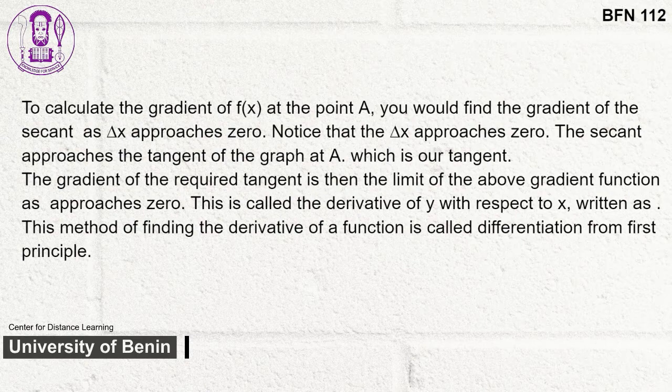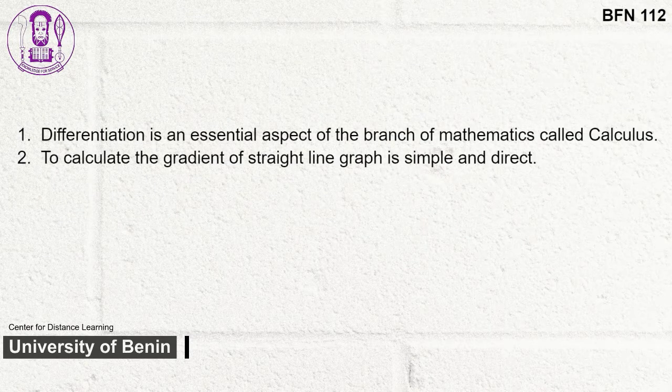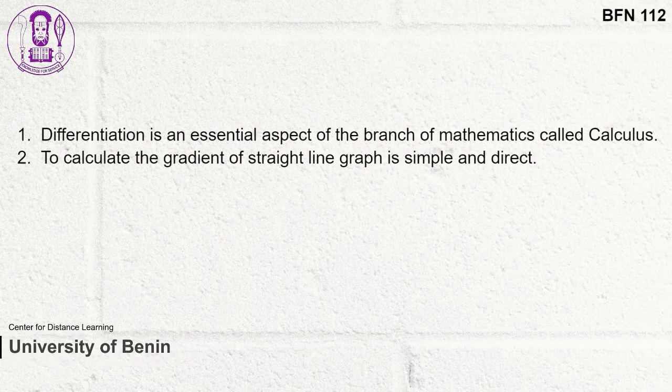Summary of study session 7. In this study session 7, please note the following. 1. Differentiation is an essential aspect of the branch of mathematics called calculus. 2. To calculate the gradient of a straight line graph is simple and direct.